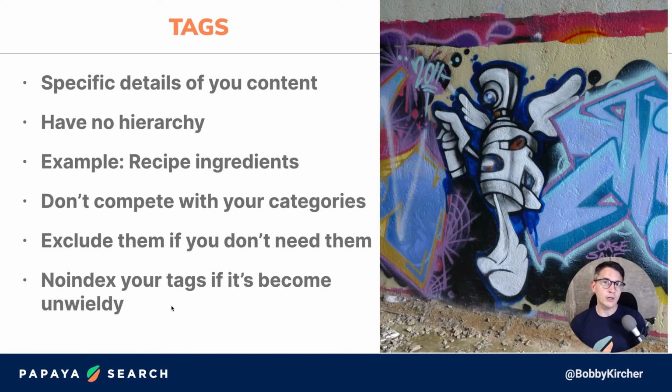A good example of using tags would be a recipe site. The recipe may have the category of lunch, or a category of pasta or pizza. But the ingredients themselves may be the tags, because you can use tomato sauce not just in pizza, but in other types of dishes as well.